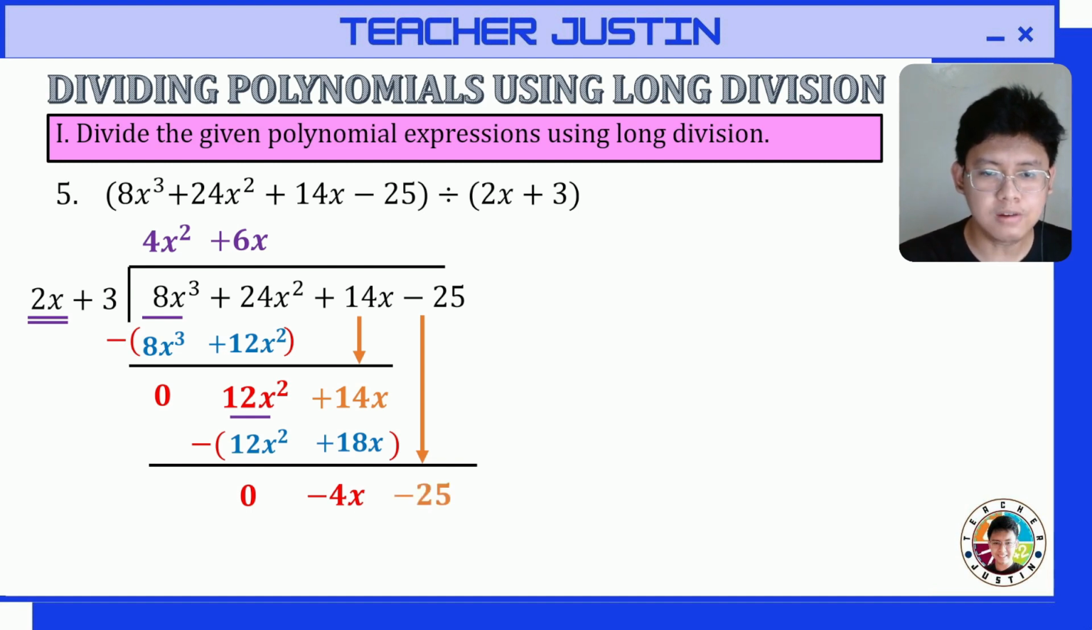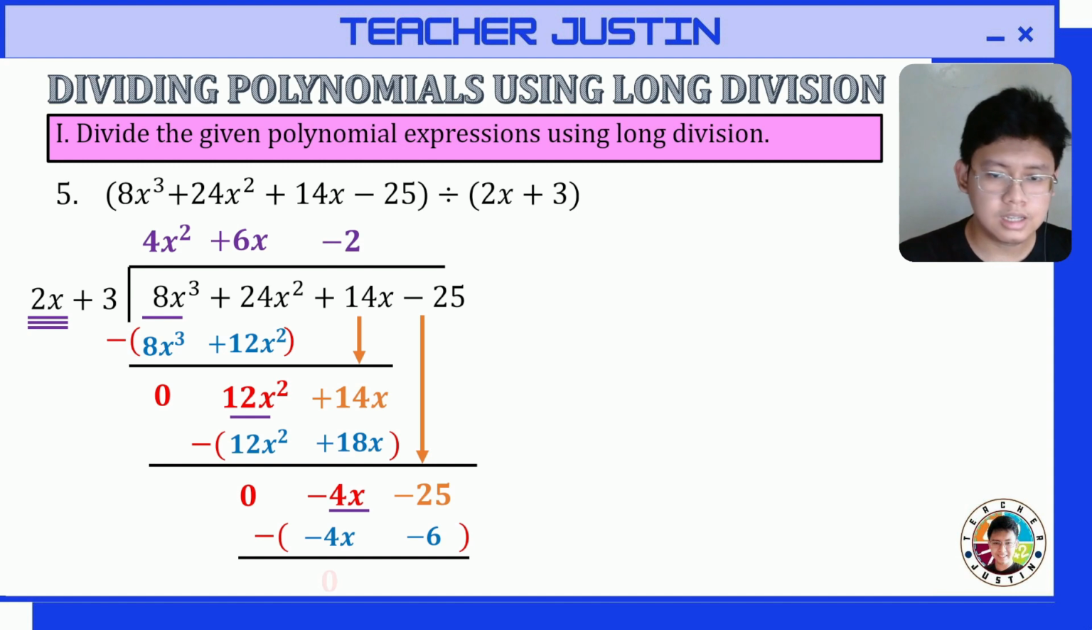Tapos, repeat tayo by dividing the first term by the first term. So, negative 4x divided by 2x is negative 2. Tapos, multiply natin si negative 2 sa ating divisor. So, negative 2 times 2x is negative 4x. Negative 2 times 3 will be negative 6. Subtract ulit natin. Negative 4x minus negative 4x is 0. Negative 25 minus negative 6 is negative 19.